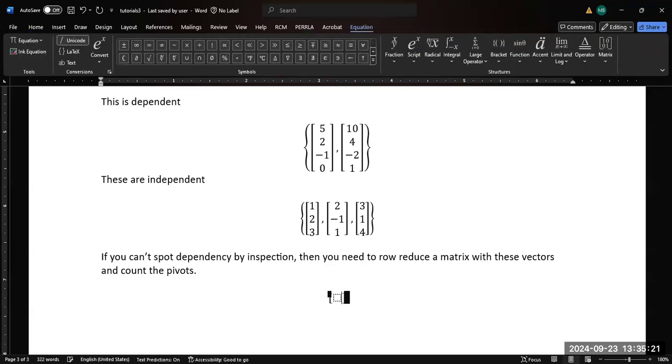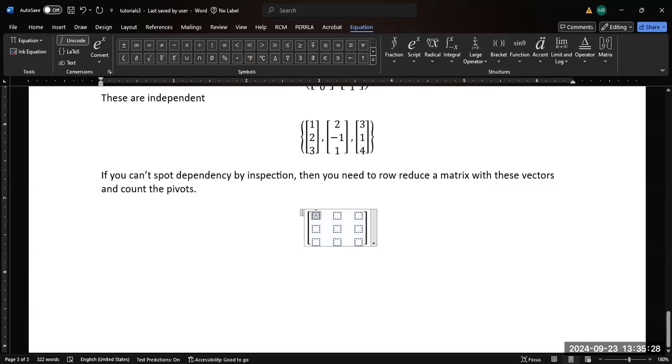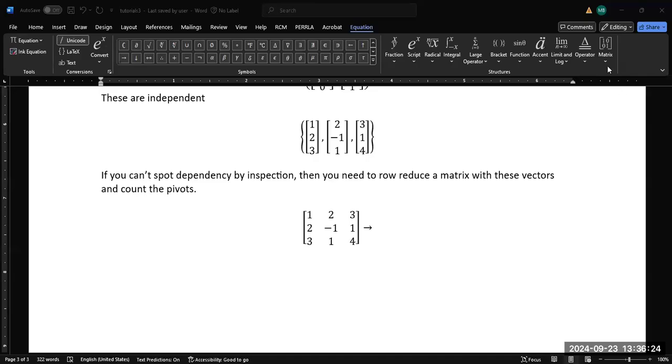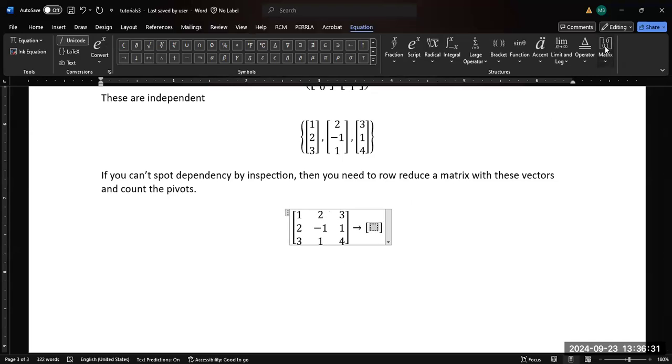And if we were to, in fact, do that for this exact set of vectors, I row reduce this, then what I'm going to get is 1, 0, 1, 0, 1, 1, 0, 0, 0. So I have no pivot in the last column.